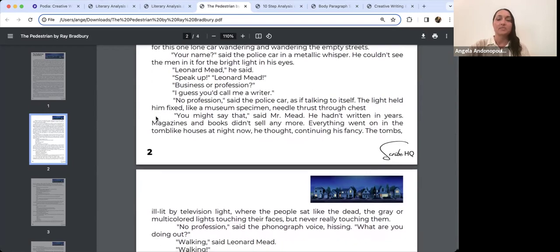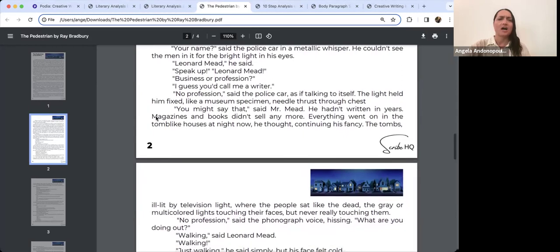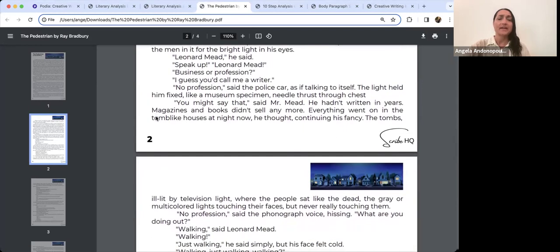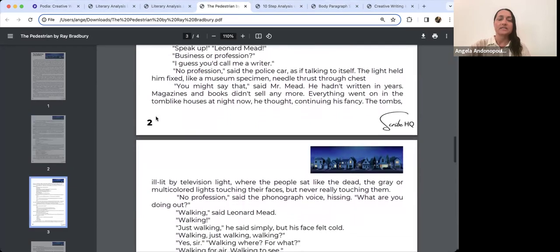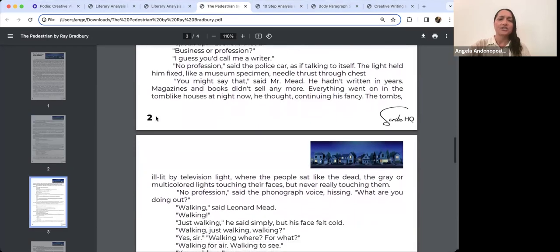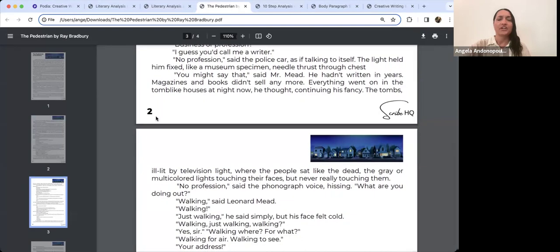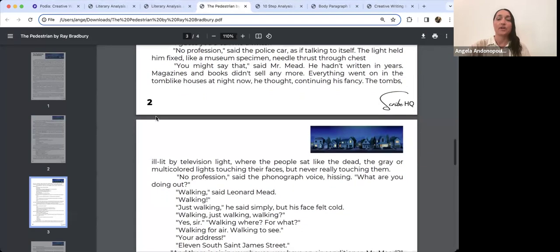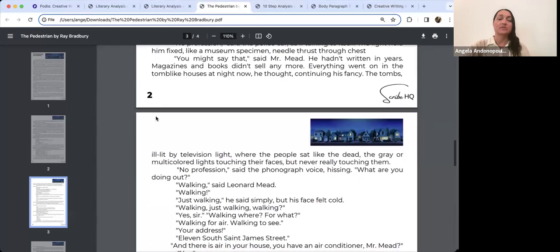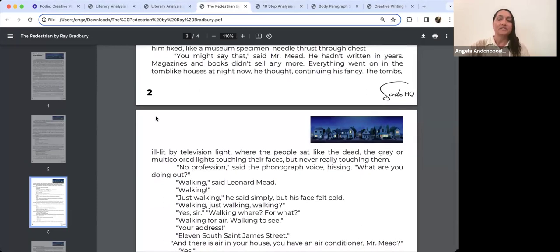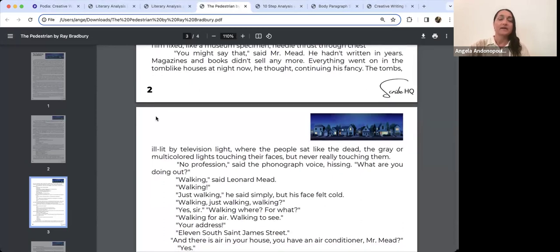"Your name?" said the police car in a metallic whisper. He couldn't see the men in it for the bright lights in his eyes. "Leonard Mead," he said. "Speak up." "Leonard Mead." "Business or profession?" "I guess you'd call me a writer." "No profession," said the police car, as if talking to itself. The light held him fixed, like a museum specimen, needle thrust through chest. "You might say that," said Mr. Mead. He hadn't written in years. Magazines and books didn't sell anymore.